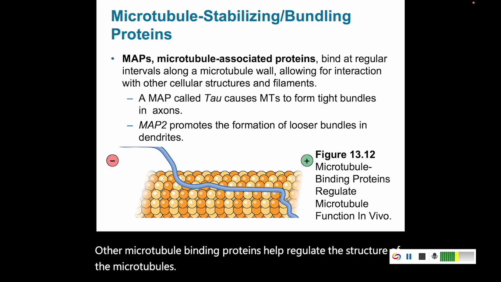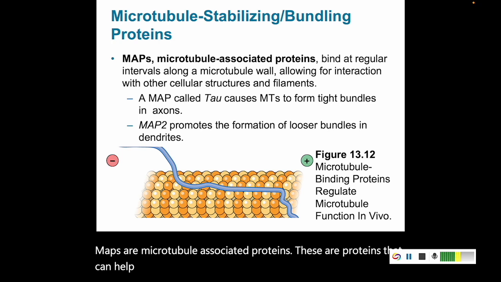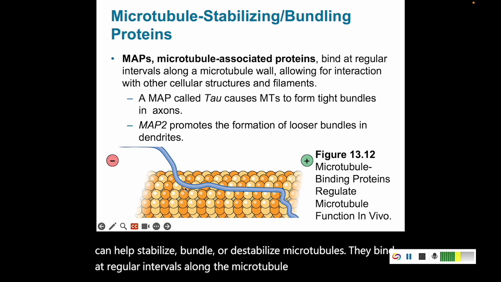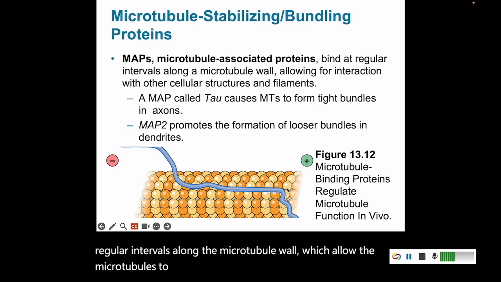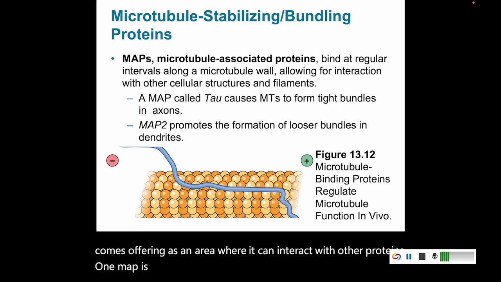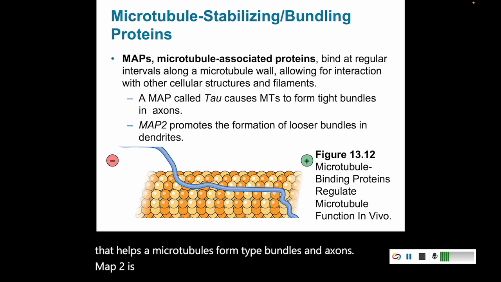MAPs are microtubule associated proteins. These are proteins that can help stabilize, bundle, or destabilize microtubules. They bind at regular intervals along the microtubule wall, which allows the microtubules to interact with other structures. You can see it also comes off here and has an area where it can interact with other proteins. One MAP is called tau. Tau is a microtubule associated protein that helps the microtubules form tight bundles in axons. MAP2 is another MAP that helps promote looser bundles in the dendrites.